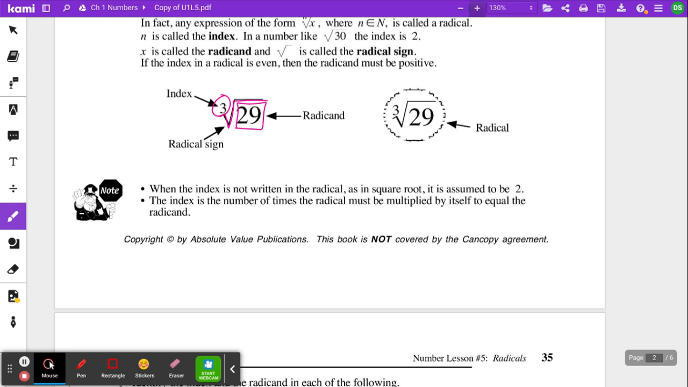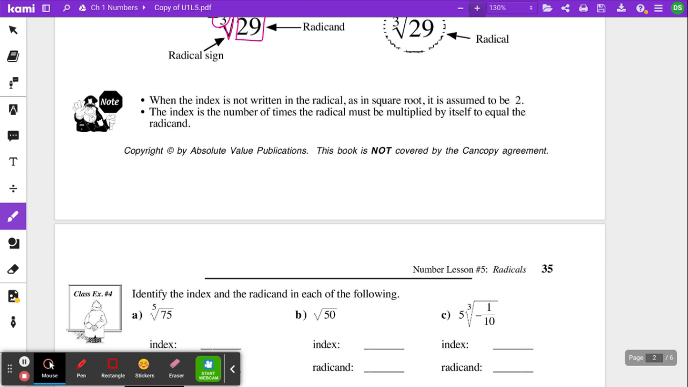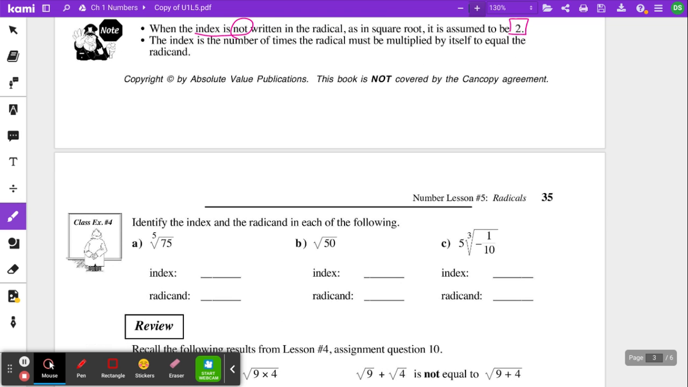Radicand. Okay. All together, this whole contraction thing is called a radical. Okay? It's a radical. Got it? Now here's a very important note. When the index is not written, we're going to assume it's a square root and it's a 2. If you don't see one, we're going to assume there's a 2. Just a plain old square root like we always have had before. That's not changing in our life. And of course, the index is the number of times the radical must be multiplied by itself to equal the radicand.